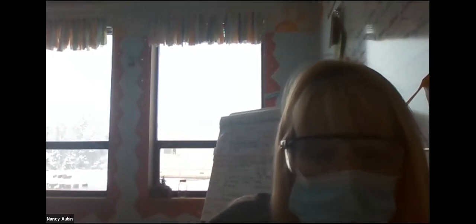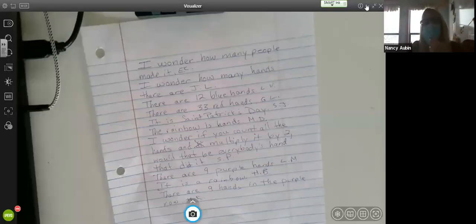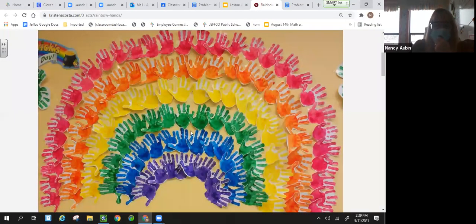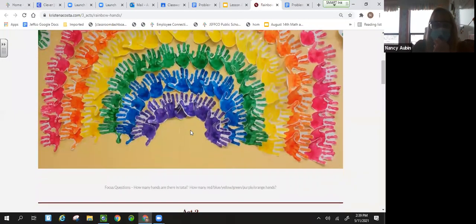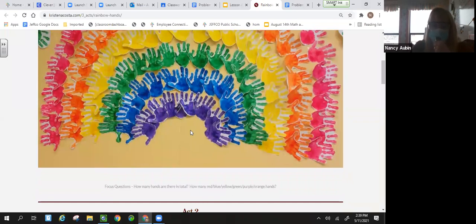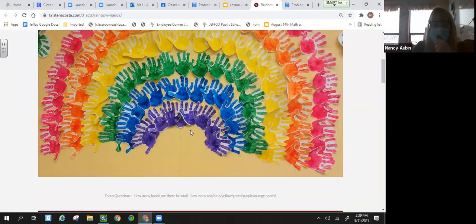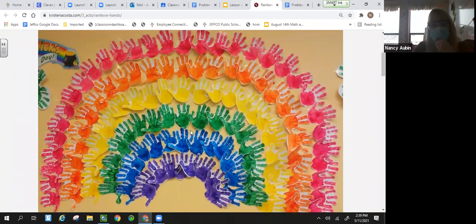All right, let's head back to the task and see how we did with our wonderings. Our focus question is exactly what Josh asked us. How many hands are there in total? Go ahead and start figuring out your estimate. How many hands are there all together? The pinkish red, the orange, the yellow, the green, the blue, and the purple.